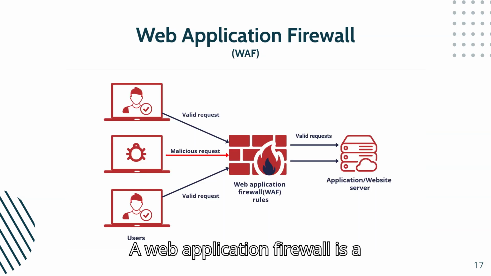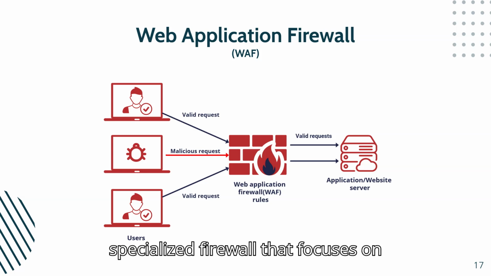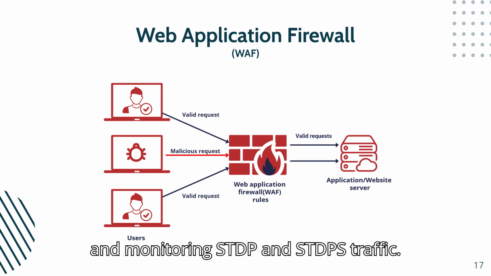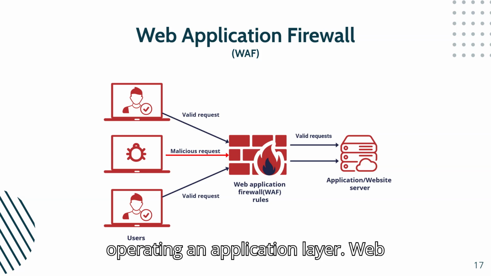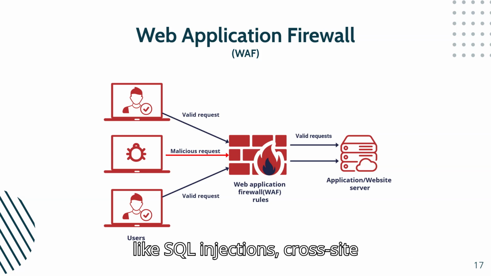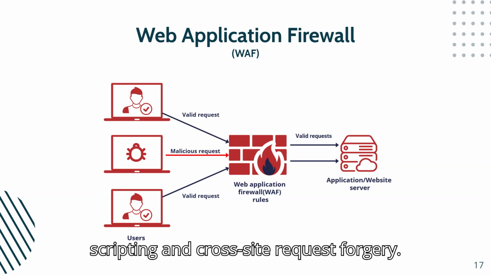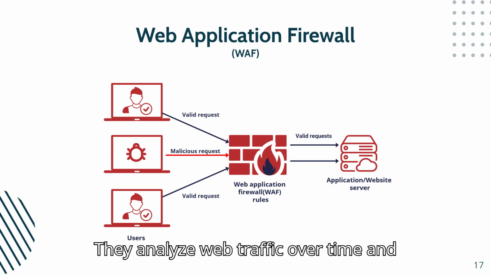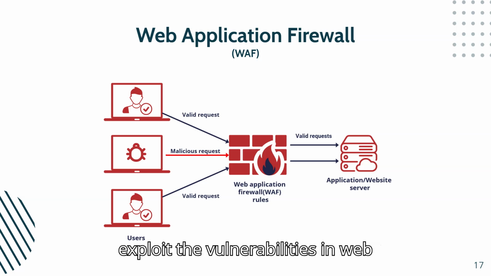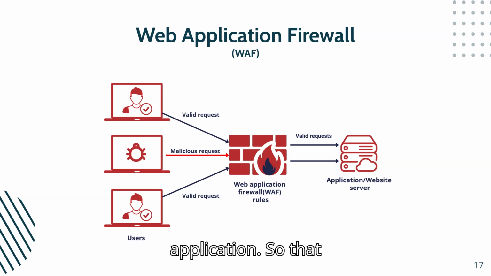A web application firewall is a specialized firewall that focuses on protecting web applications by filtering and monitoring HTTP and HTTPS traffic. Operating at the application layer, web application firewalls are designed to protect web services from common threats like SQL injections, cross-site scripting, and cross-site request forgery. They analyze web traffic in real time and block malicious requests that could exploit vulnerabilities in web applications.